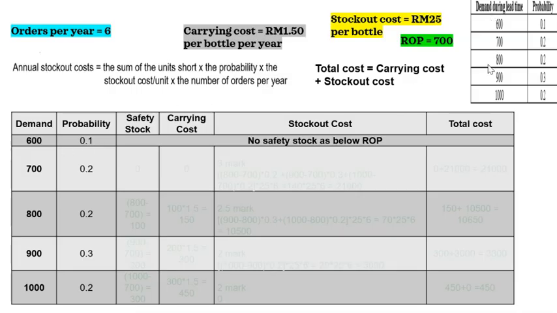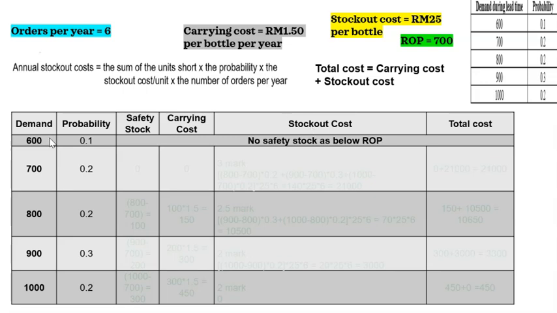The first column is just copy from the demand given, from 600 to 1000, and the probability here 0.1 until 0.2. Then we have one column for safety stock, one column for carrying cost, one column for the stock out cost, and one column for the total cost. So the total cost is the sum of the carrying cost plus the stock out cost.